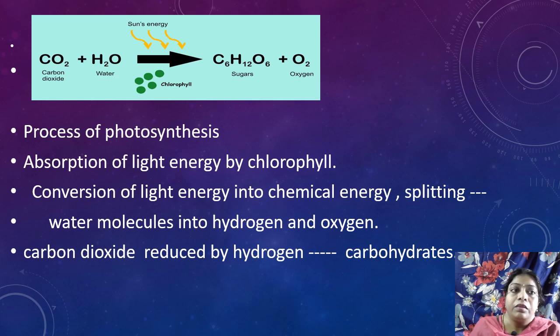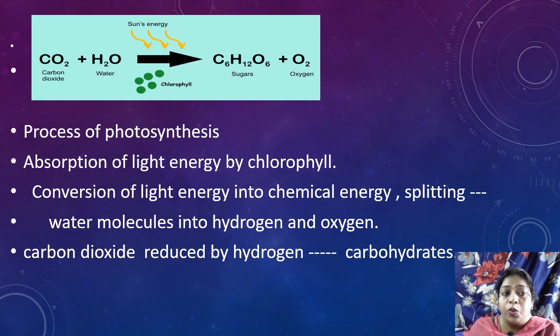Next one. Let's see the equation. This is the equation. In the presence of sunlight and the chlorophyll in the leaf, carbon dioxide plus water gives rise to C6H12O6 plus the oxygen which is liberated. So 6CO2 plus 6H2O gives C6H12O6 plus 6O2.